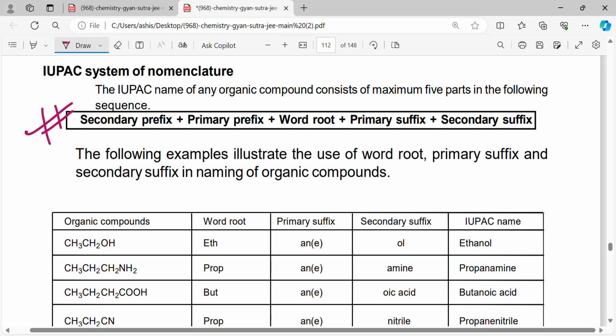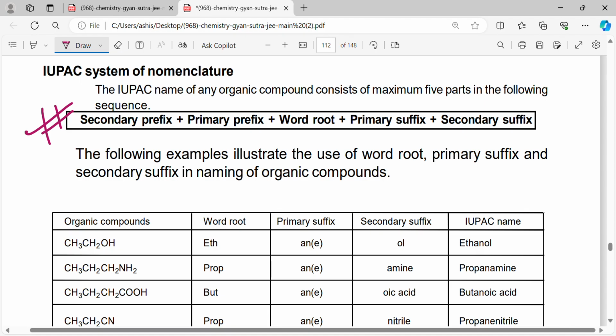That is a basic nomenclature scheme. That is, first we have to apply secondary prefix, then primary prefix, then word root, then primary suffix, then secondary suffix. Now what is secondary suffix? Secondary suffix is the suffix secondary. First of all, secondary prefix.